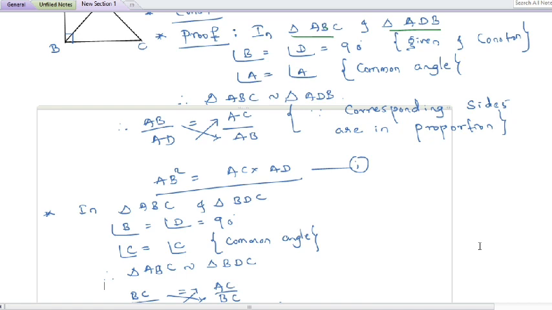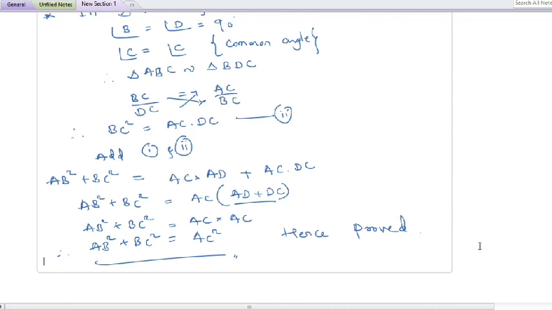Now, also consider triangle ABC and triangle BDC. From the figure, in triangle ABC and BDC, angle B is equal to angle D, 90 degrees, angle C is equal to angle C, it is a common angle. So therefore, triangle ABC is similar to triangle BDC. According to corresponding sides being in proportion, we can write BC by DC is equal to AC by BC. So, cross multiplication, BC into BC is equal to BC square, which is equal to AC into DC.